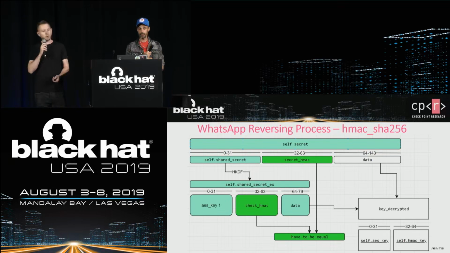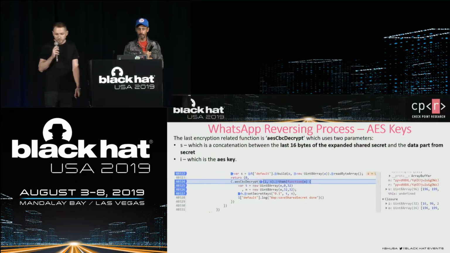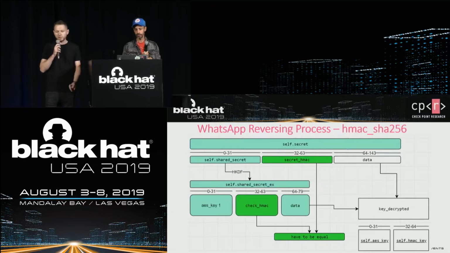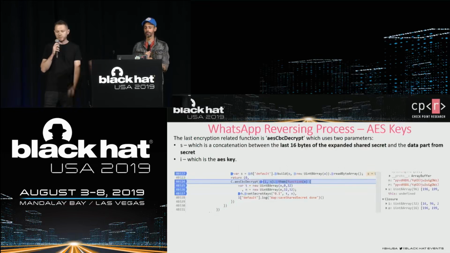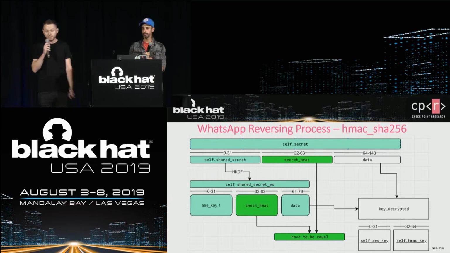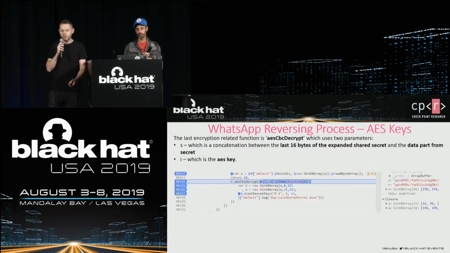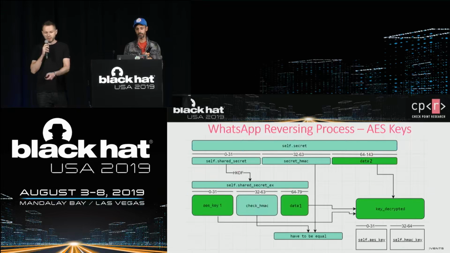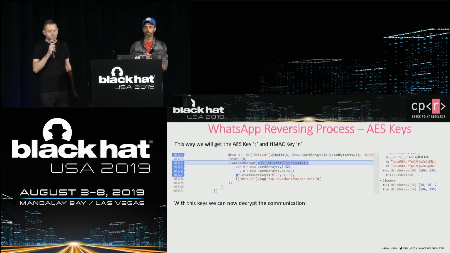After we check those HMAC functions, we go to the last cryptography function here. It's the AES CBC decrypt. This function takes the data part from the expanded shared secret and concatenates it to the data part from the secret. Then it uses the AES key from the expanded shared secret, which is the first 32 bytes, and decrypts the data part. After we decrypt this data part, we will receive the last keys. We will receive the AES key of the whole communication itself.